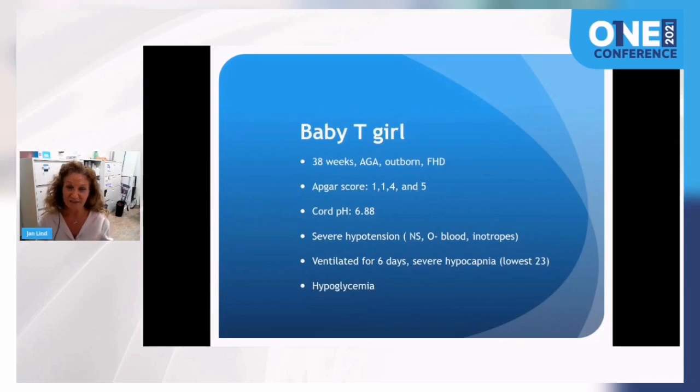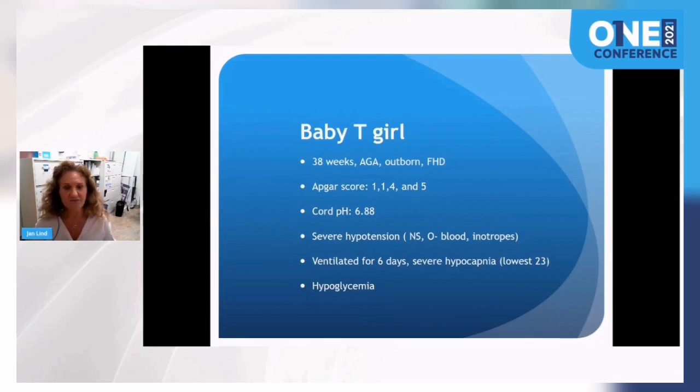So I just want to share with you a little short case study on baby T. So baby T is 38 weeks. She was an appropriate gestational weight and age. Fetal heart rate decels were present on delivery. She unfortunately was born flat, apneic, and had no spontaneous respirations. Her APGARs were 1, 1, 4, and 5, and her cord pH was 6.88.